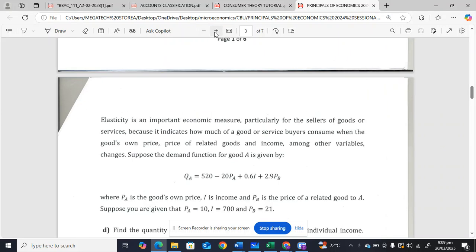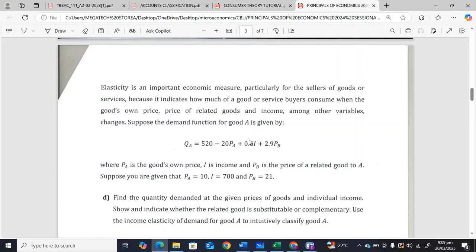so here we have a multivariable demand function, okay? Here it's not just the quantity and the price of the good, okay? The other factors are included here, okay? So QA, this represents the quantity of good A, 520. This is the quantity of good A if the price of good A is 0, the income is 0, and the price of good B is 0. Then the quantity demanded for good A is 520.